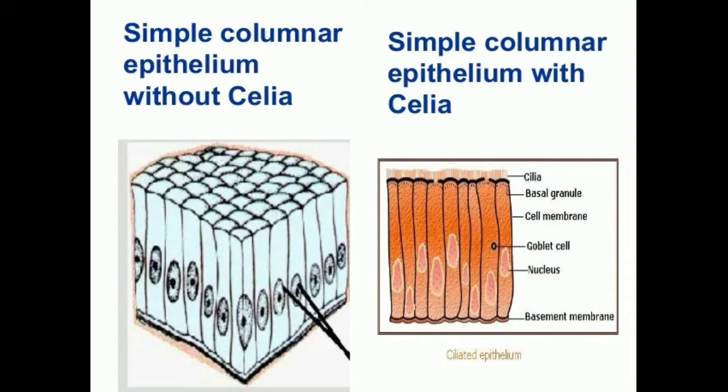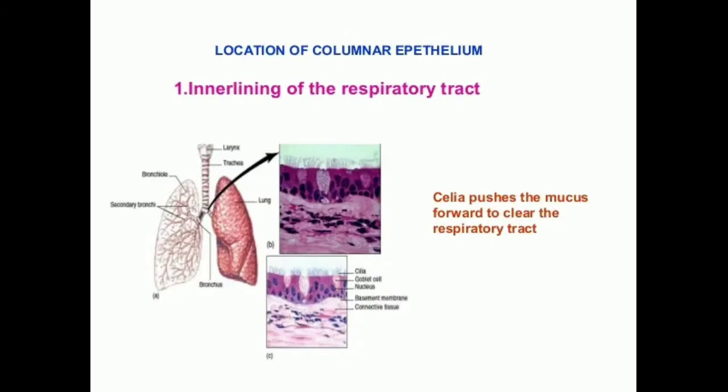And the ciliated columnar epithelial tissue will be present in the respiratory tract, and some hair-like projections will be seen in the epithelial tissue. Okay. And the cilia present in this tissue will help to move the mucus present in the respiratory tract, in order to clear that mucus.